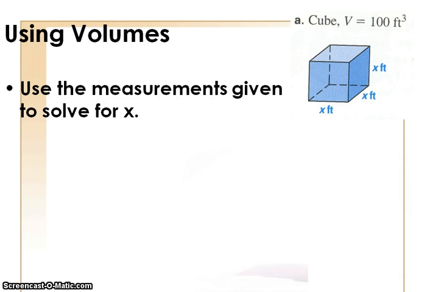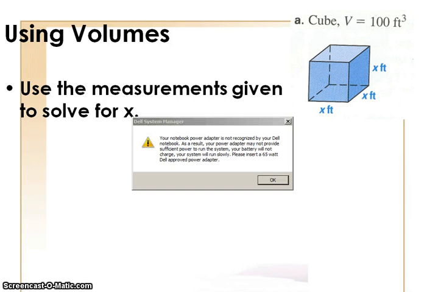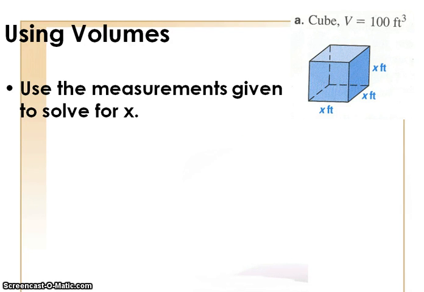Okay, so we could also use our knowledge of these formulas to solve for x in this case. To solve for x, we know that they're telling us the volume is equal to 100, and it's a cube, so each of these sides is the same, but we don't know what x is.